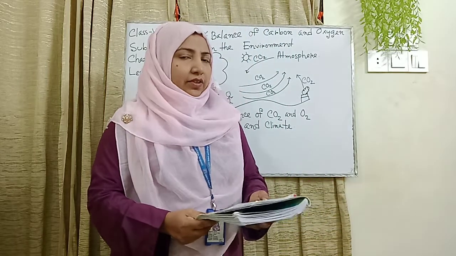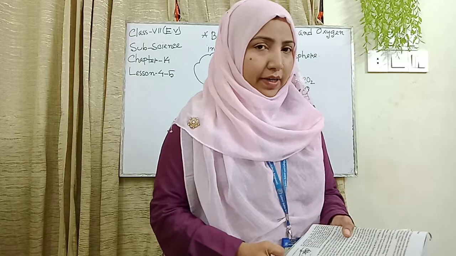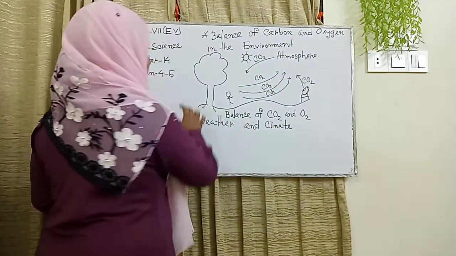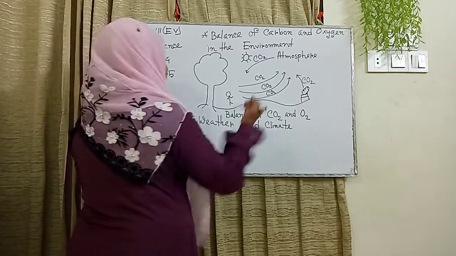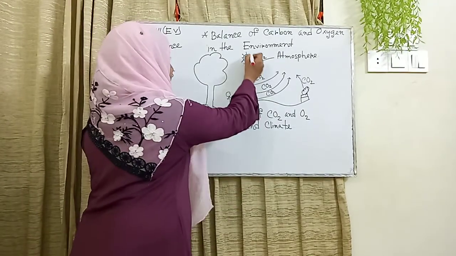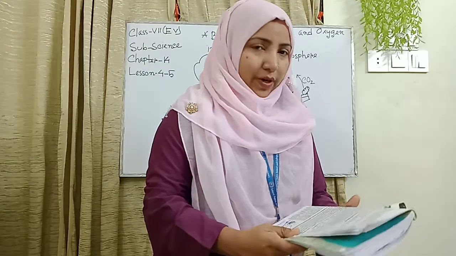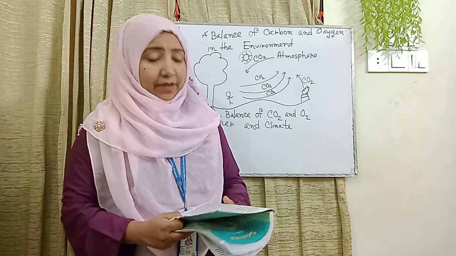Today, our first lesson is the balance of carbon and oxygen in the environment. Here I have drawn the balance of carbon dioxide and oxygen. The first structure is the atmosphere, here is the green tree, and here is also the sun. Okay, now everyone look at the books. What is the meaning of the balance of carbon and oxygen in the environment?